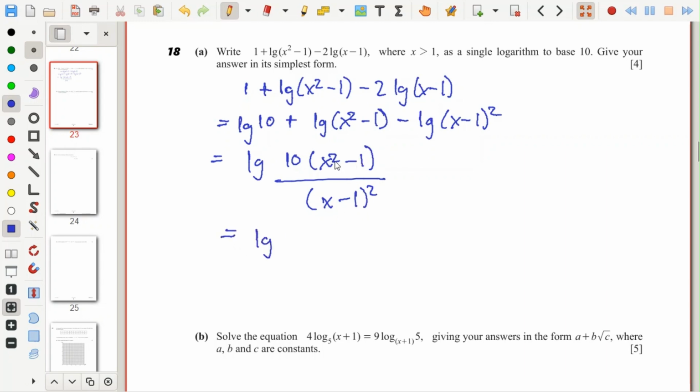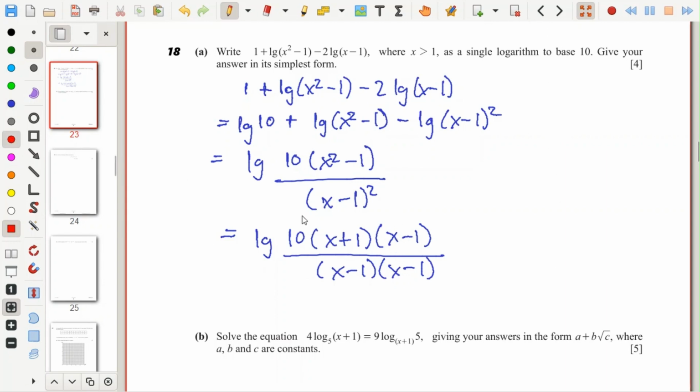Can you see a trend? This is the same as difference of two squares, because one can be written as 1 squared. So x plus 1 into bracket x minus 1, divided by x minus 1 all squared, which can be written as this. Then they will cancel out. This will cancel out. So I'm left with this. So this should be my final answer.